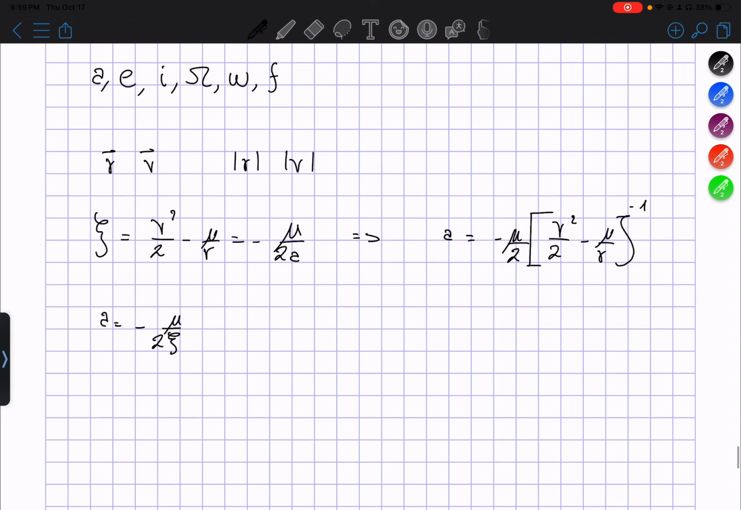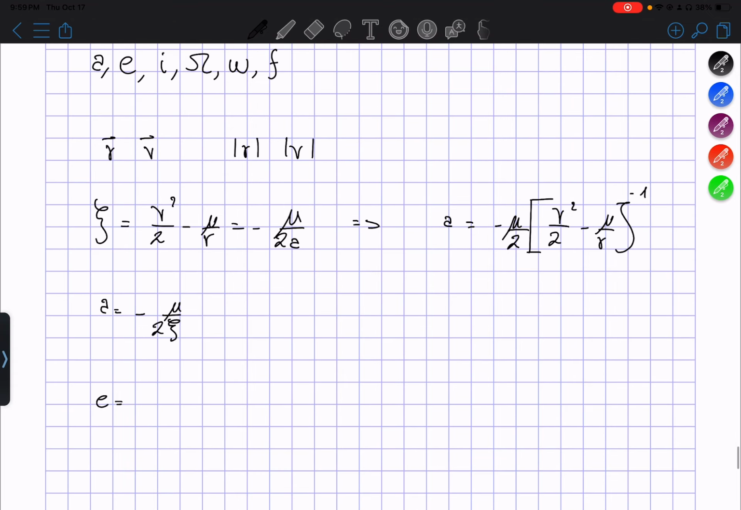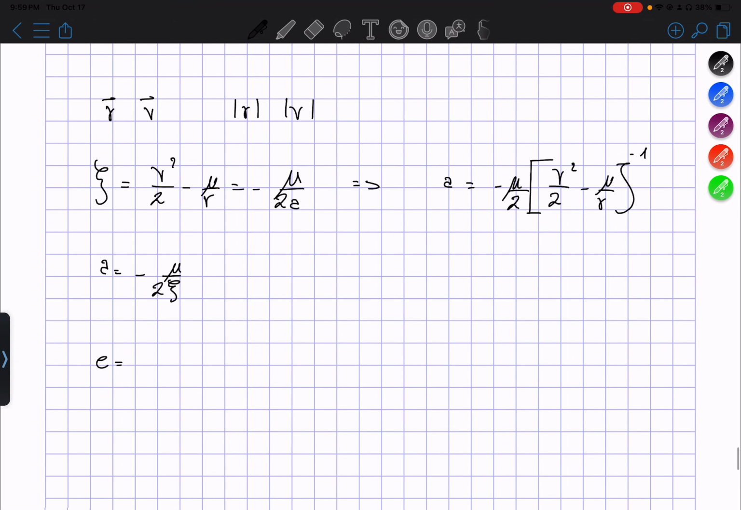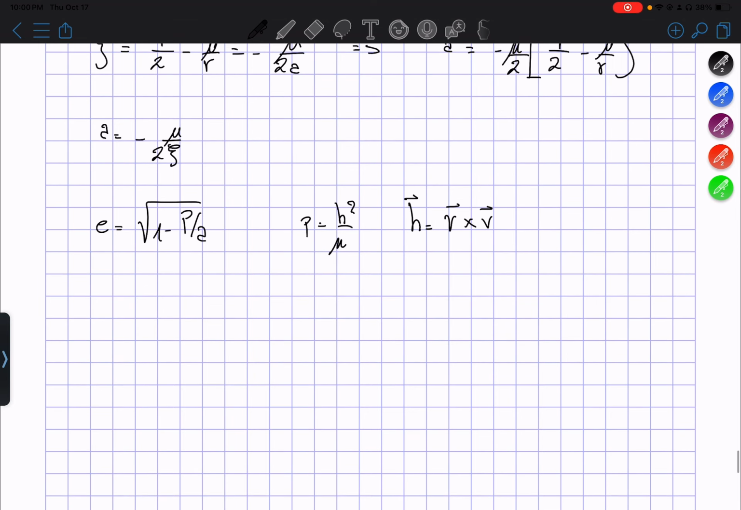Then I am to find E. How can we find E? Let's see. Well, we have A. We could find H. E will be equal to the square root of 1 minus P over A. And P is equal to H squared over mu. And then we have H vector, which is R cross V. So we find H, we find the magnitude of H, we plug it in here, we find P, and then we plug in P here, and we find the A from before, so we plug this one in here.